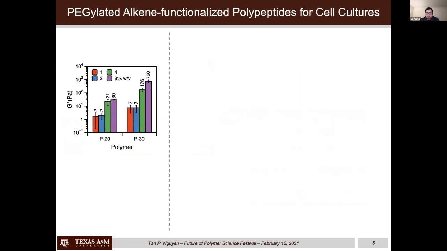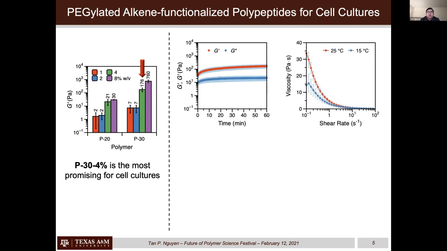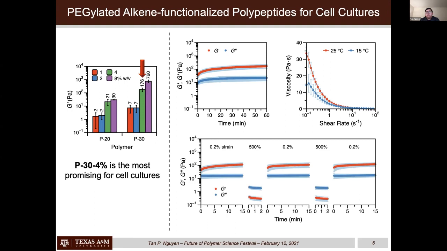We first studied the rheology of the polypeptides in cell media, and it appeared that the block 30 polypeptide at 4% is the most promising for cell cultures. Indeed, this formulation can form the gel at a reasonably slow rate, with an hour of incubation, and it was also injectable and self-healing. So these properties are promising for cell culture study.